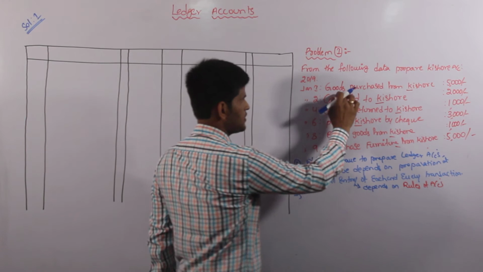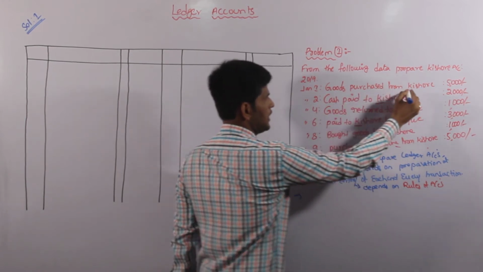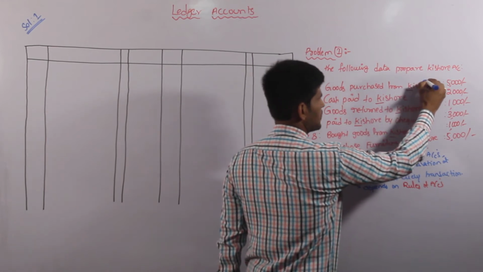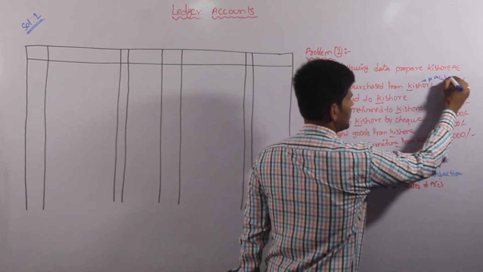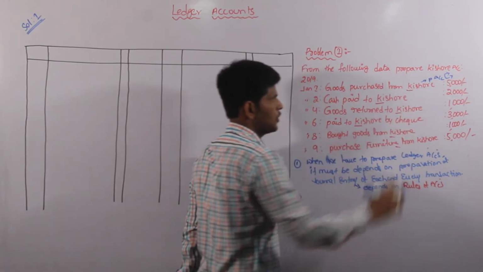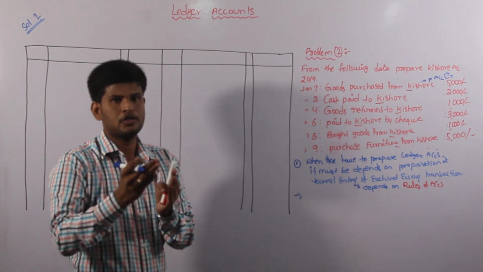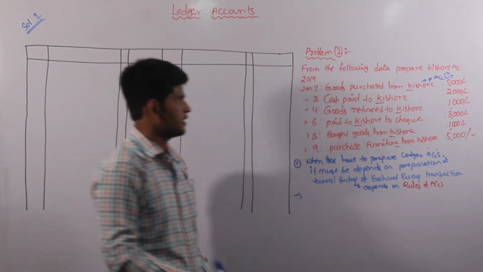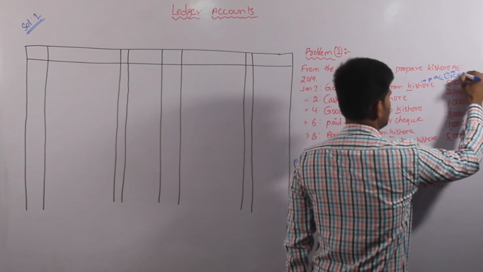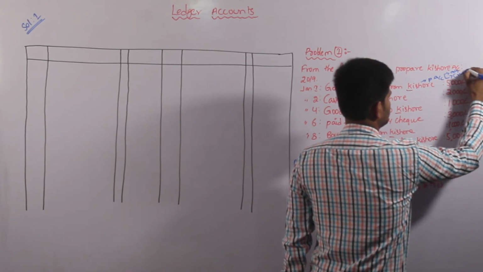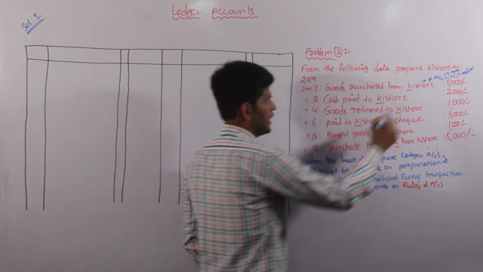The first one is goods purchased from Kishore. So here we have a name of the person. Name of the person goes to personal account. Under the personal account, from Kishore is nothing but we are purchasing from Kishore. So Kishore is the giver. In debit and credit, the giver is there in credit side. So we have to credit Kishore.